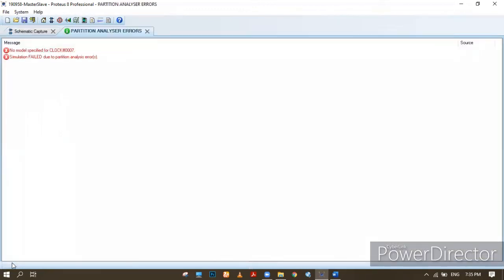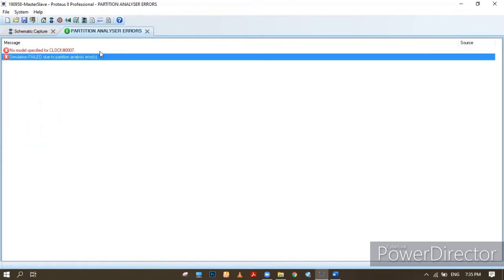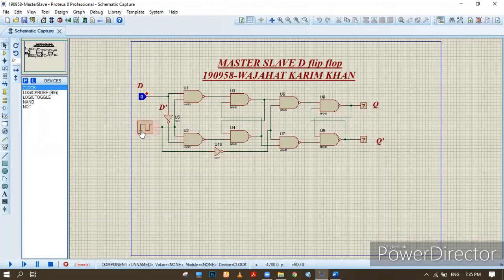So here this shows us the clock error, and so simulation failed due to this clock error. So we'll remove this clock, put a new clock here, and just join it to this circuit, and we'll simulate now. This is our simulation ready.